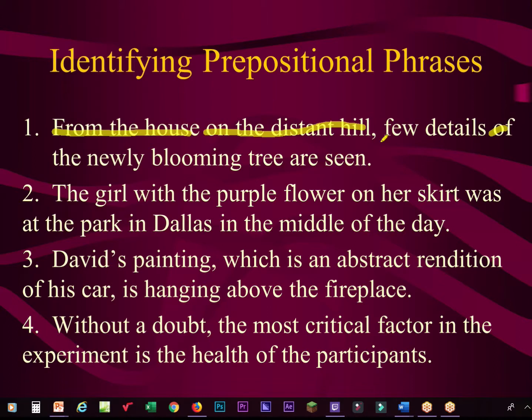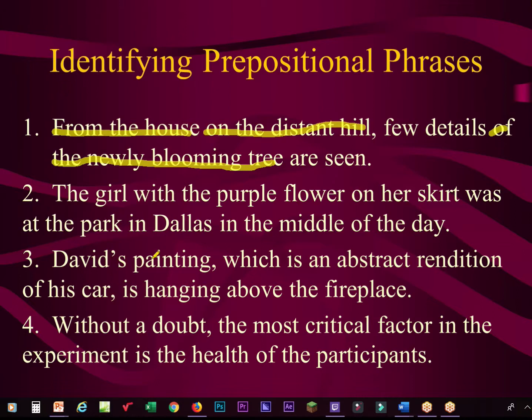Here's "of," up to the first noun, "newly blooming tree." And your basic sentence is, "few details are seen." You will always be left with a complete sentence when you get rid of prepositional phrases.